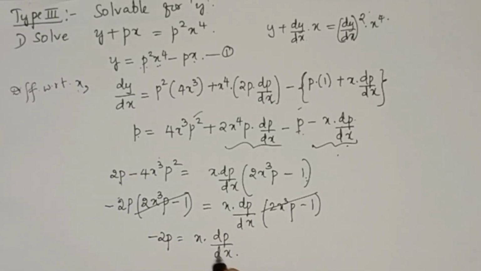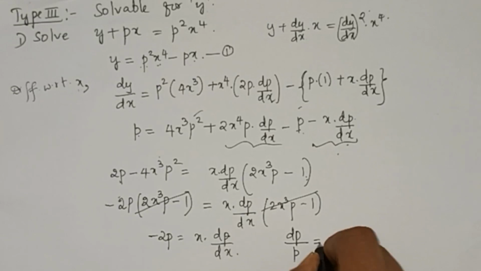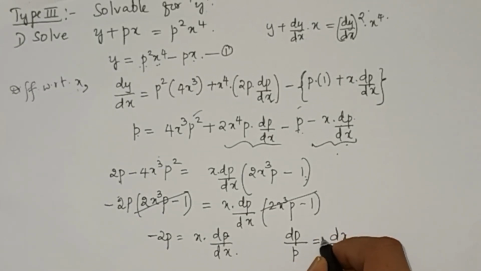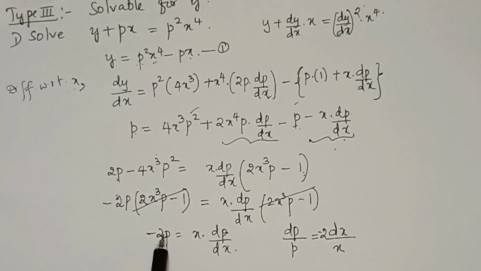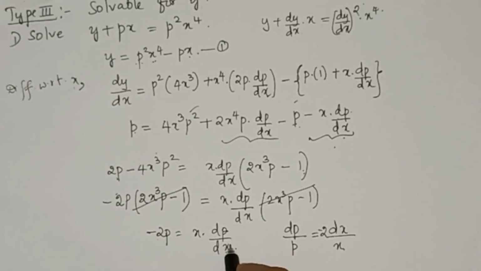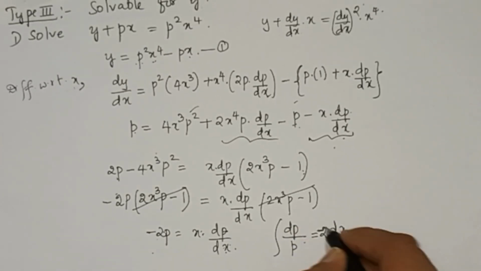So here dx you take to the other side. Bring that p here: dp by p equal to minus 2 into dx by x, or else you can do dp by minus 2p equal to dx by x. Anyway it is fine. So here I have brought only p to this side, then dx to this side divided by x. So you will have minus 2 dx by x equal to dp by p. So integrate on both sides.